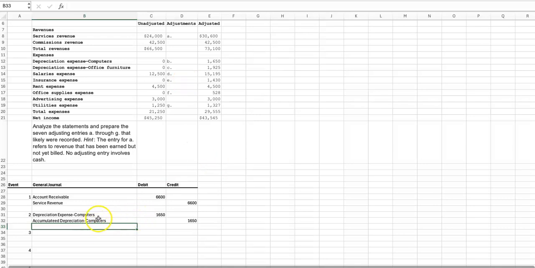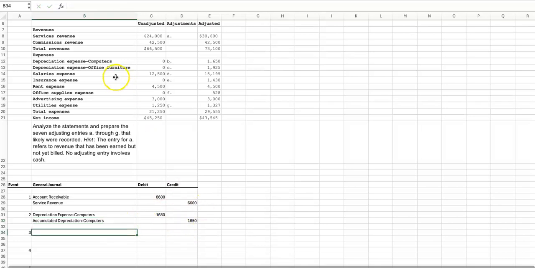Once you see that depreciation expense, it's going to be debited. And the accumulated depreciation, I spelled accumulated wrong, is a contra account, so both sides, the debit and the credit, are involved in that.